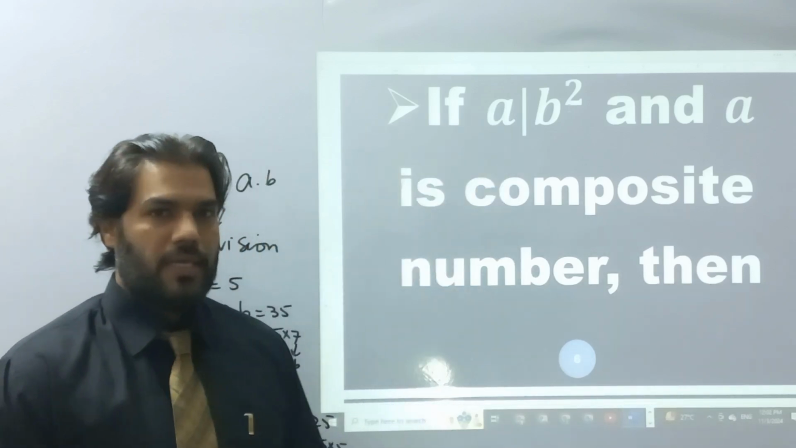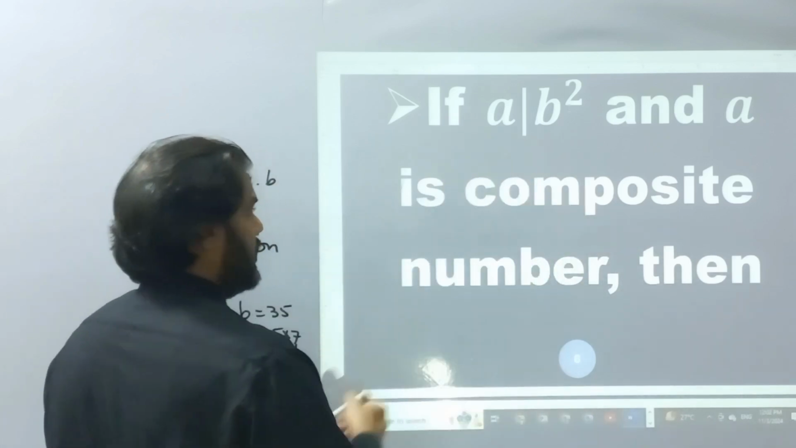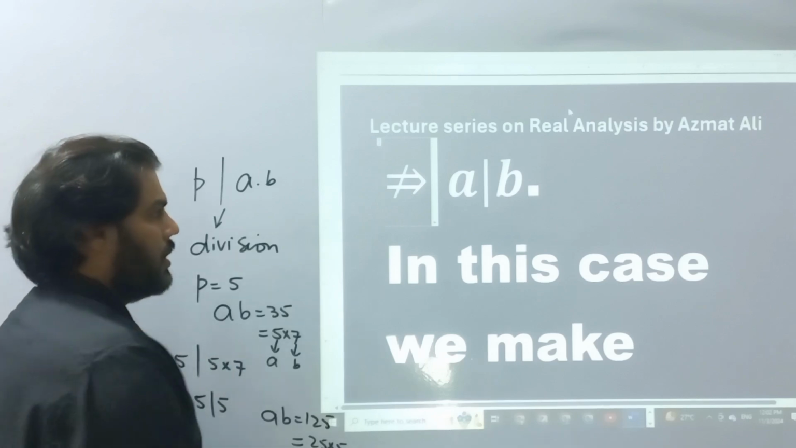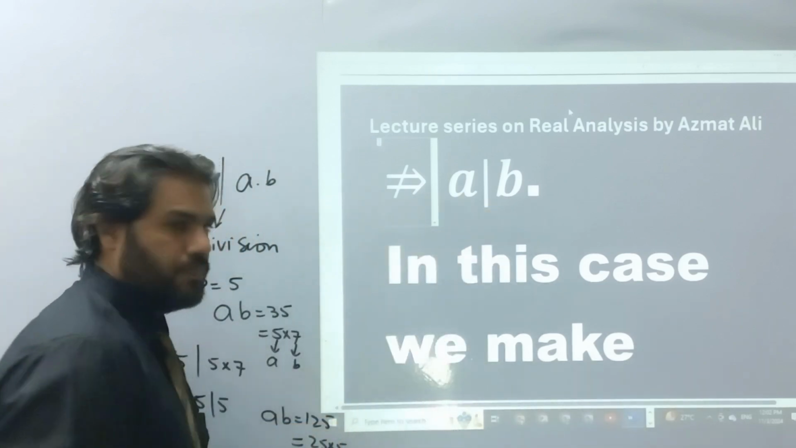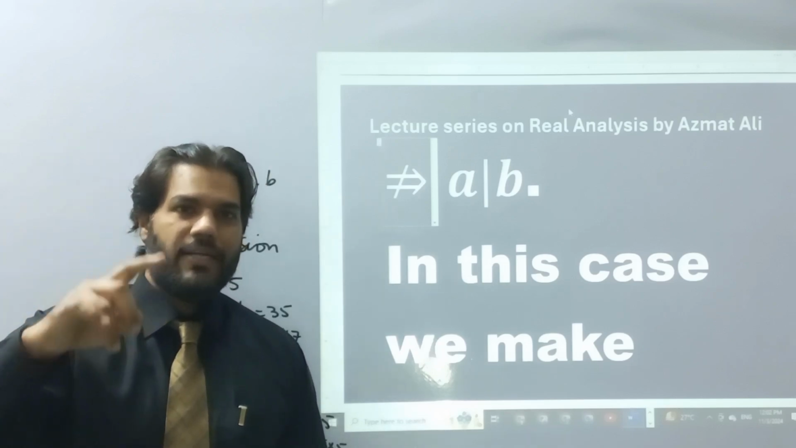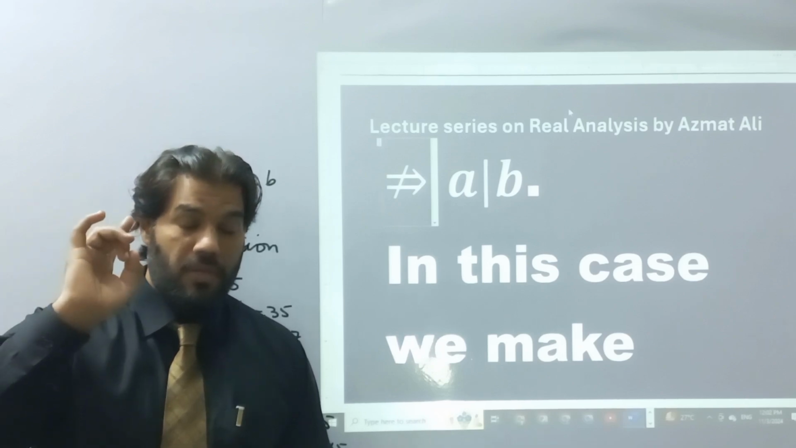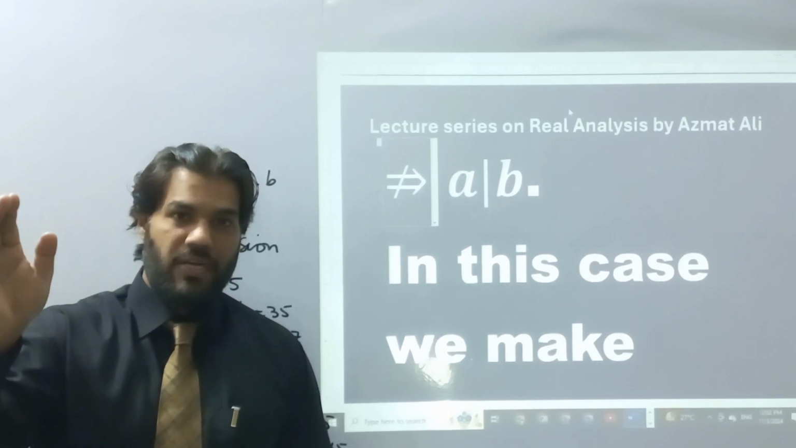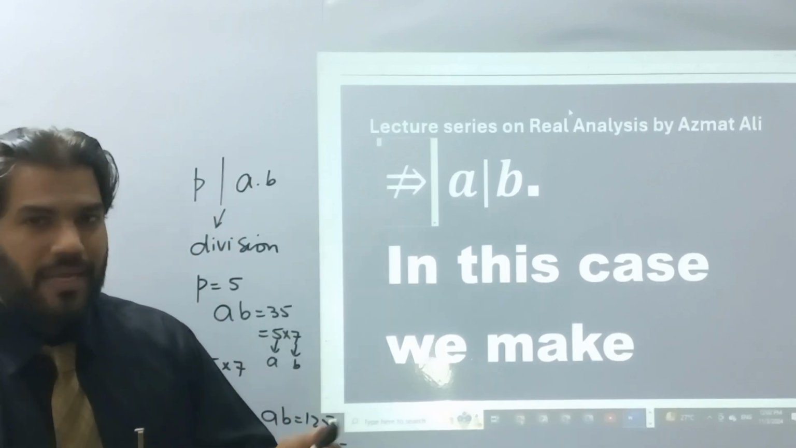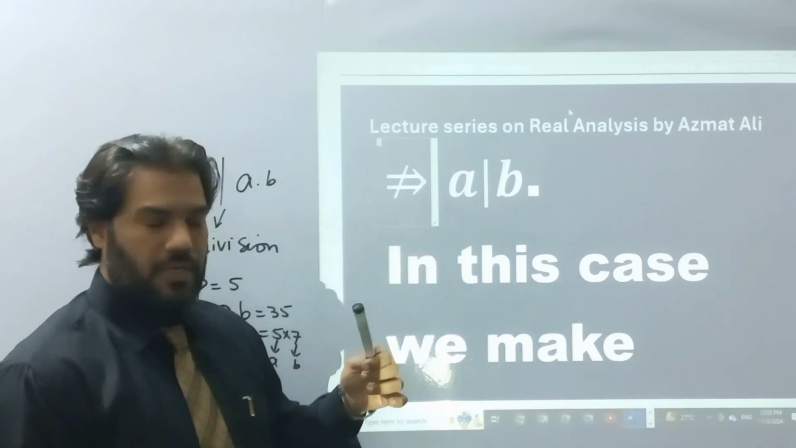Now in this case, A is a composite number. If A divides B square and A is a composite number, then we cannot say, or it does not imply, that A divides B. If the divisor is a prime and divides the square of a number, then in case of a prime, the divisor will always divide the number without square. But if the divisor is a composite number and divides the square of some number, then without square, it does not imply that it divides that number.